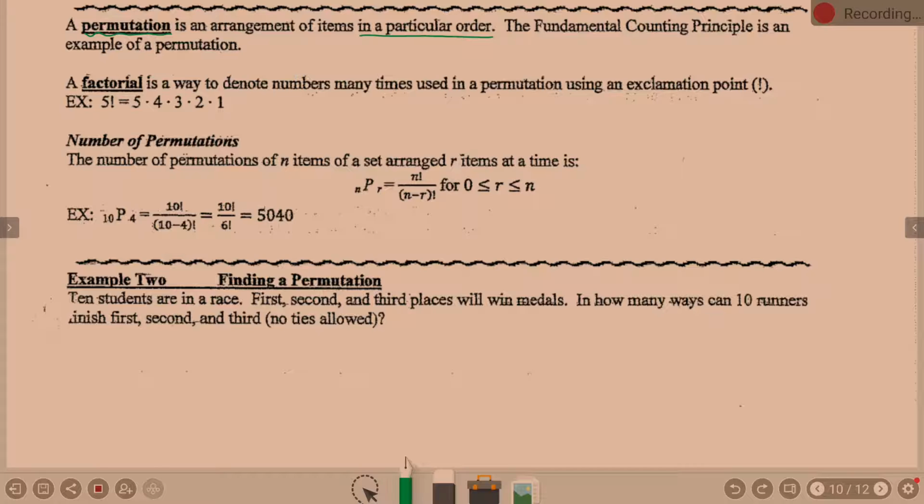Now, I just talked about factorial, right? A factorial is a way to denote numbers many times used in a permutation using an exclamation point. For example, when you see 5 exclamation point in homework, realize that means we're going to do 5 times 4 times 3 times 2 times 1. You can do that by hand on your calculator, or you can use that button if you found the button on your calculator.